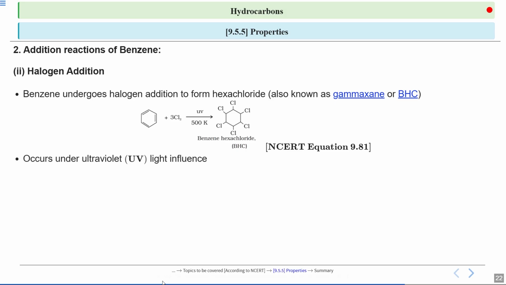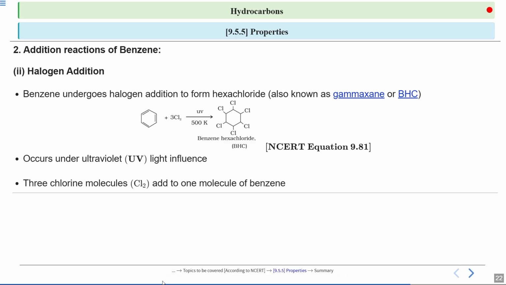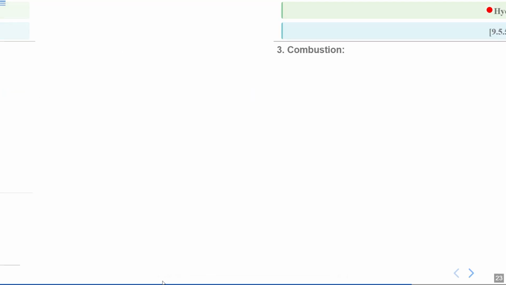So the reaction proceeds only under UV light, and UV light provides the energy needed for the reaction to take place. Without UV light, benzene and chlorine would not react in the same way. To summarize, three chlorine molecules, which we write as 3Cl2, are added to the benzene molecule during this reaction. This is a good example of an addition reaction where multiple atoms are added to a single molecule.